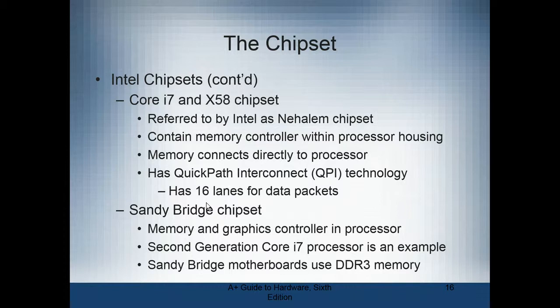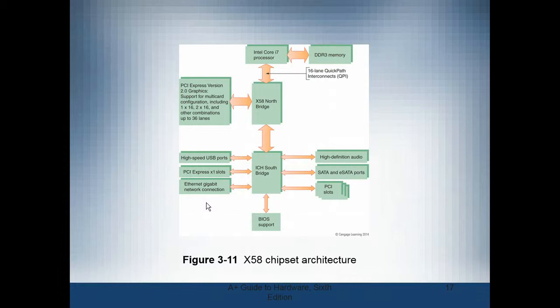Sandy Bridge, memory and graphics controllers in the processor. The second generation i7 is an example. The motherboard uses DDR3 memory. So as we go through these things, let's go up here. A picture of this, we have the South Bridge, the PCI version, the graphics, support for multi-card configurations are in this thing, up to 36 lanes. So we have the North Bridge, the processor, DDR3, the DDR3 memory is directly in the processor.